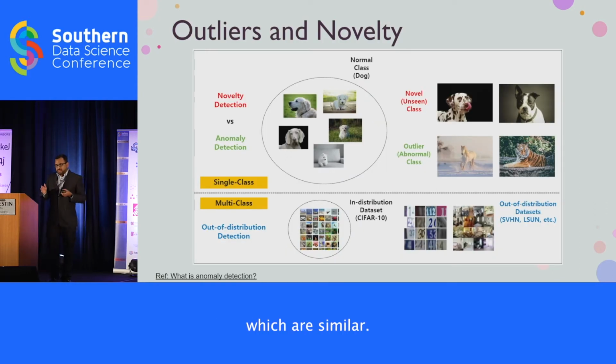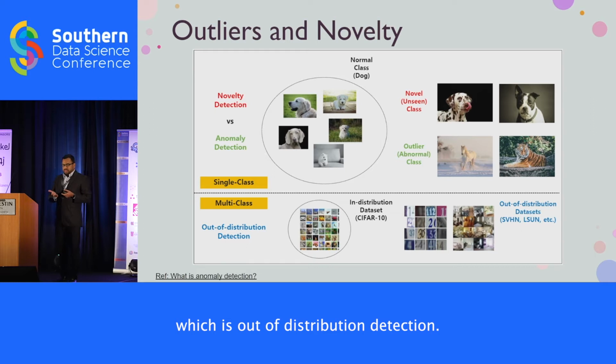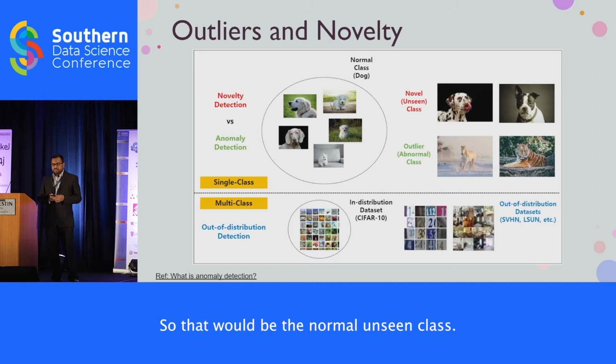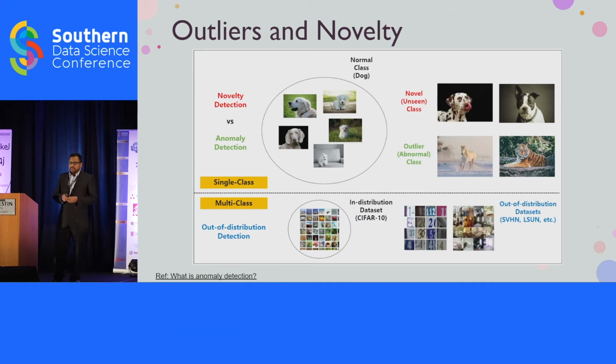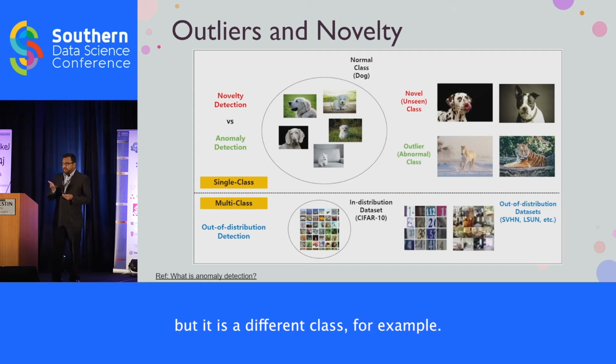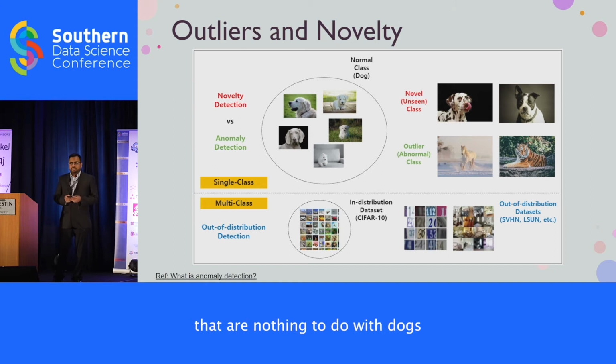Now there are two problems which are similar. One is novelty detection and anomaly detection. And then we have another problem, which is out-of-distribution detection. This image explains these three problems very well. When we talk about novelty detection, you are talking about a class of animals, such as dogs, which is the class you are looking for in the data. Then there are images of some breeds of dogs which are not found in the data. That would be the novel unseen class. They can be very minutely different, but it is a different class. And then there are some outliers that have nothing to do with dogs. That can be cats, horses, tigers, and so on.